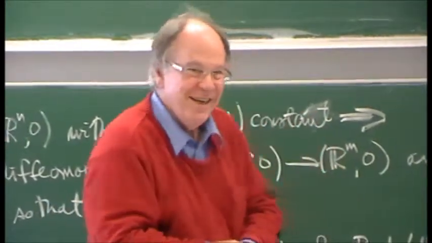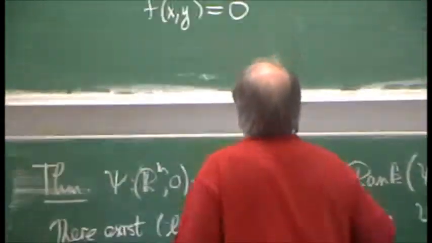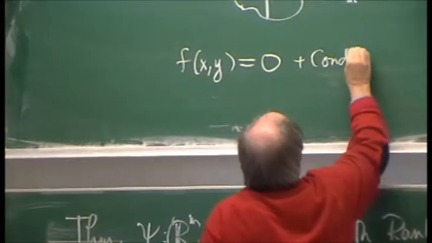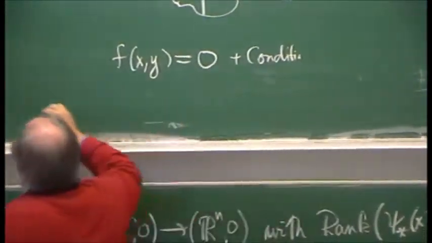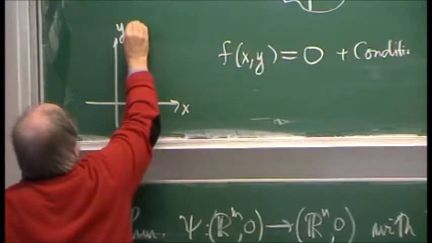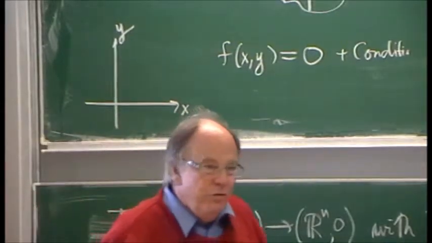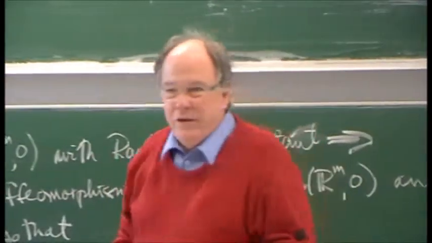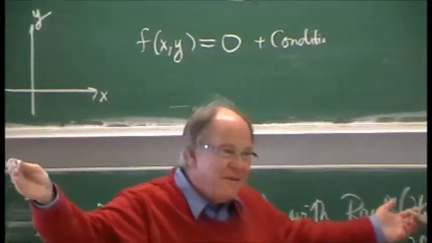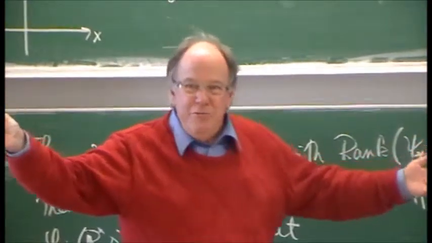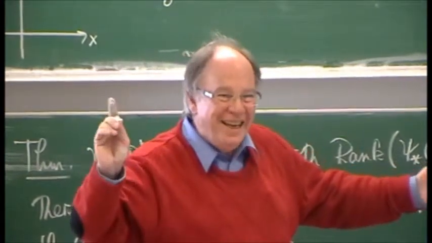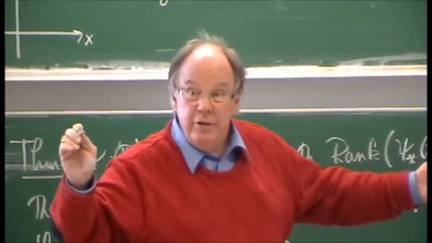This is f of x, y equals zero. Some condition, plus a condition. Now, so here we go. Here's x, here's y, and that's because in Mickey Mouse math you only do things in two variables. So you have here f of x, y. Now, that's one function of two variables. Now, as you know, the zero set of one function of two variables could be anything. It's closed. But I think that's it. I think that's the only condition, right?